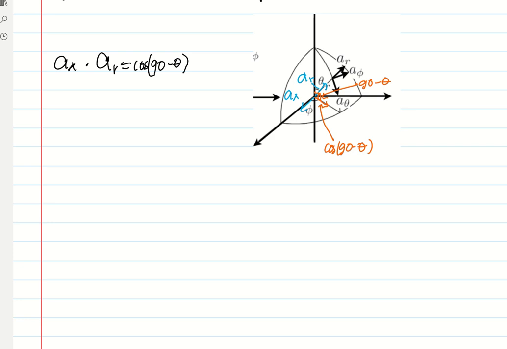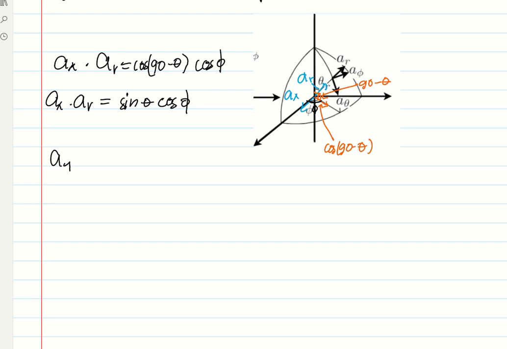But this is not yet the answer for the dot product, because this is just the vector here. And to solve for the dot product with ax, we need again this one. And this is phi. So just multiply this with cosine of phi. Therefore, ax dot ar is just equal to cosine of 90 minus theta, which is the sine cofunction again. So sine theta cosine phi. So that's the dot product between ax and ar.